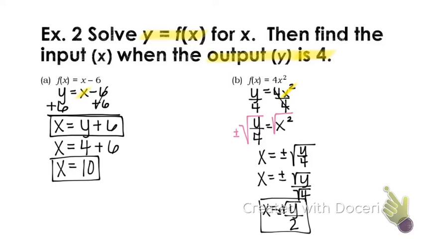All right, now for the second thing they're asking us to do, again, what are we going to do with that 4? Plug it in place of Y. So we have X equals plus or minus the square root of 4 divided by 2. What is the square root of 4? And what is 2 divided by 2? So X equals plus or minus 1.